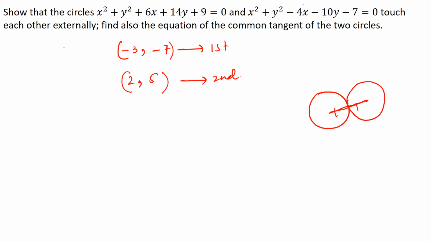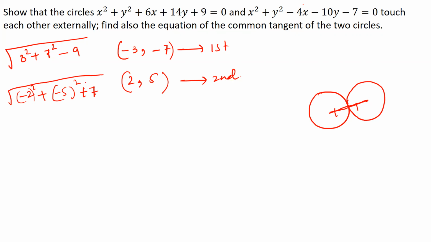So if you consider this circle, then its radius is root of g squared plus f squared minus c. So 3 squared plus 7 squared minus 9, this is r squared, so the root will give me the radius. And similarly for the second circle, g squared plus f squared minus c will be minus 2 squared plus minus 5 squared. Because this is minus g and minus f, that is why g will be minus 2 and f will be minus 5.